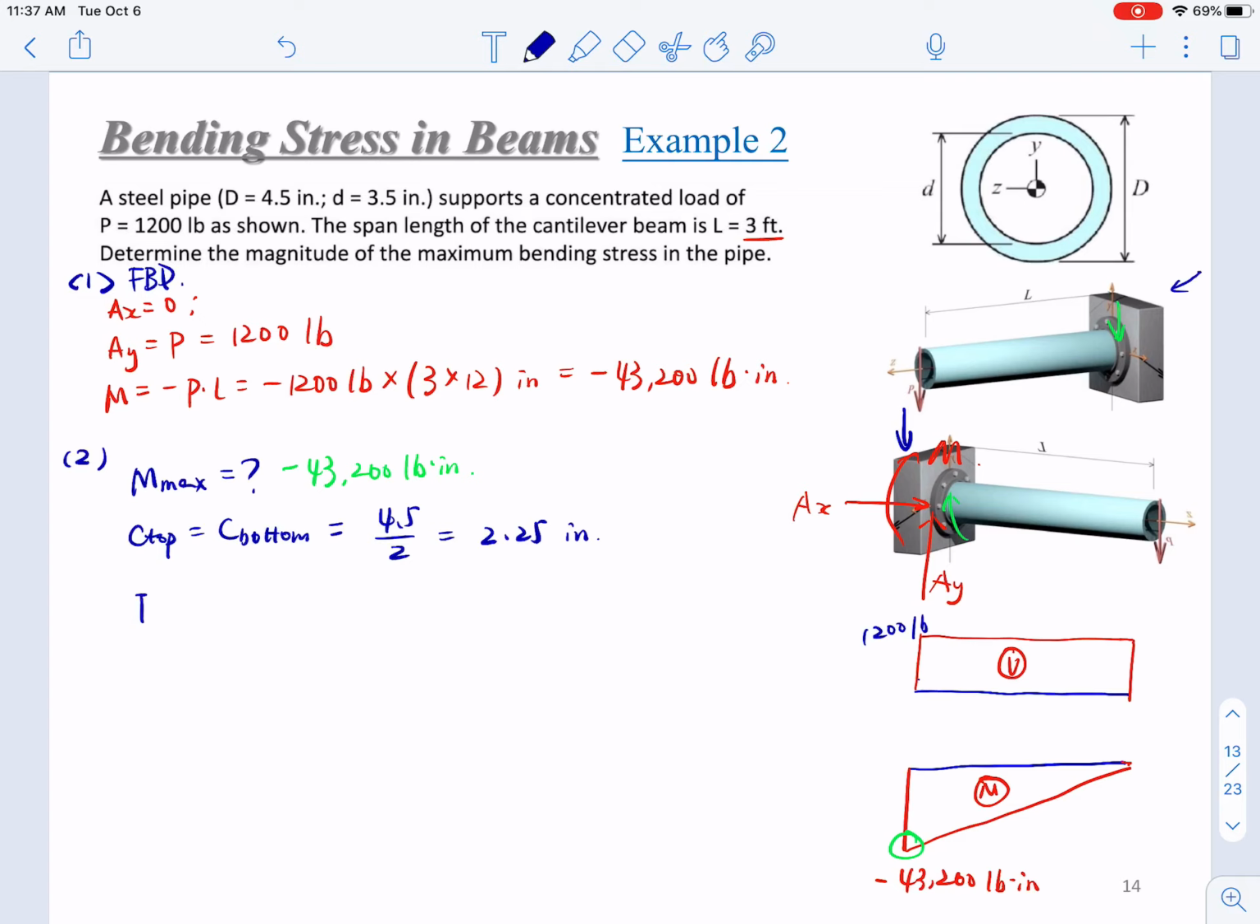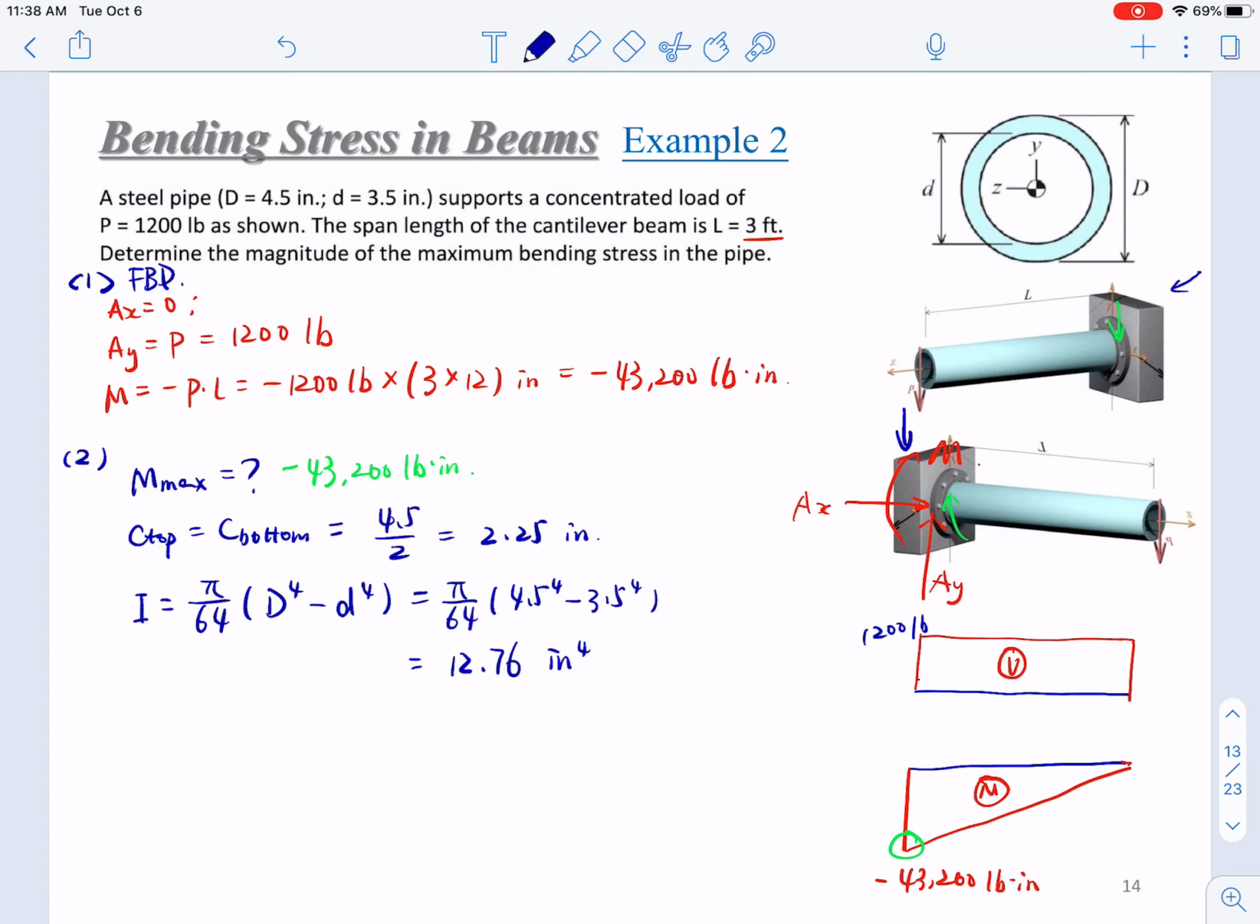And the I value will be, this is a circle, so we have the equations for this kind of simple cross section. It will be just pi over 64 times the outer diameter to the fourth minus the inner diameter to the fourth. So this will be pi over 64 times 4.5 to the fourth minus 3.5 to the fourth. Then we'll get 12.76 inches to the fourth.